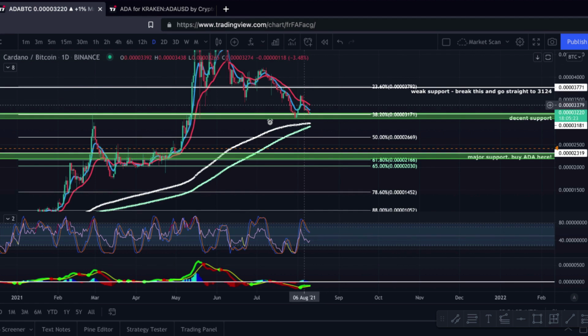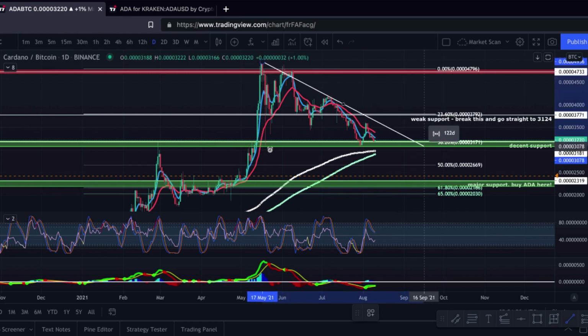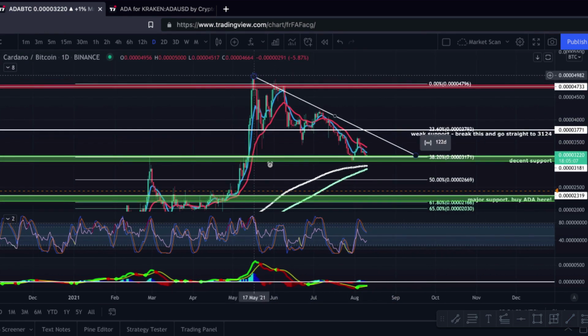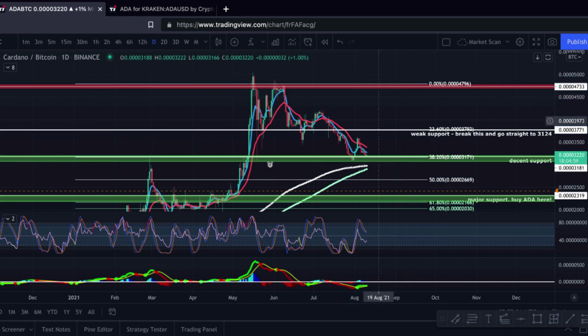We're under the moving averages. We are in a clear downtrend, so I would not want to long. I don't know. Against Bitcoin, this whole area is pretty solid. Okay, against Bitcoin, things are coming.